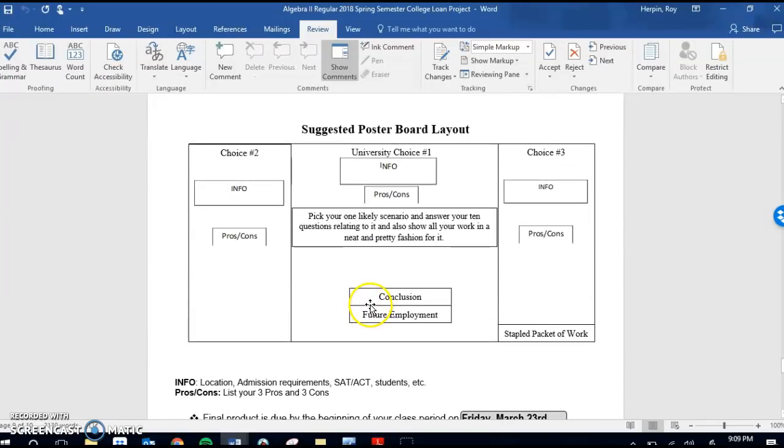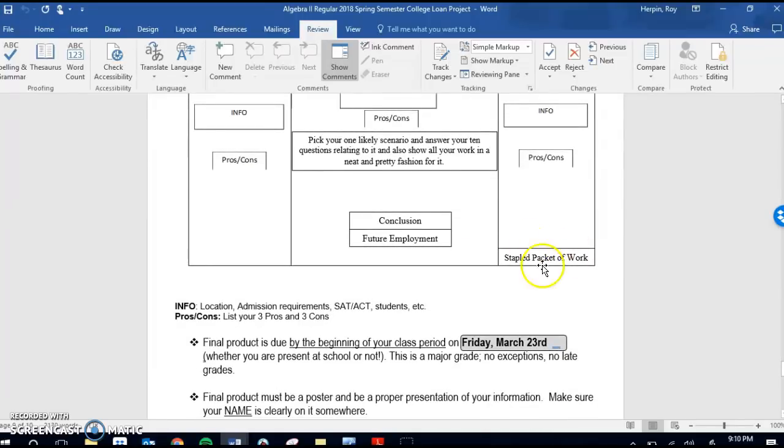Now, I'm saying neat and fancy and all that, but it doesn't have to be. Part of your grade will be the neatness and the organization and the visual, but I just want to make sure it's done correctly and that it's organized. Then you also need to make sure you attach your packet and all of your work.